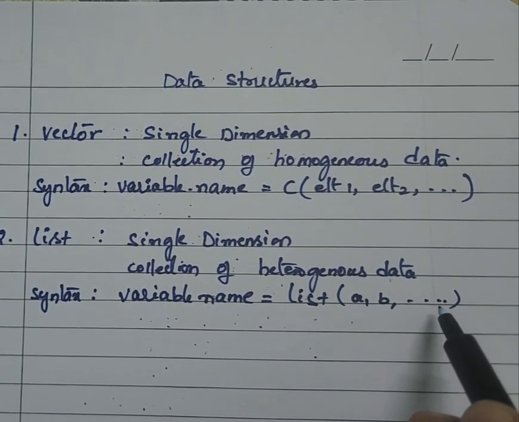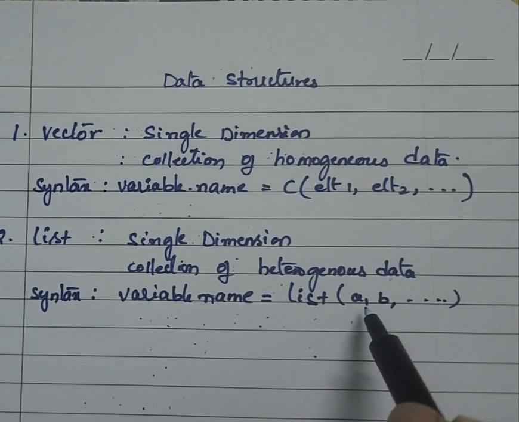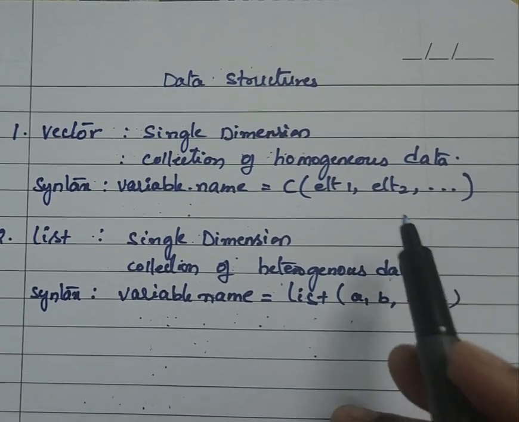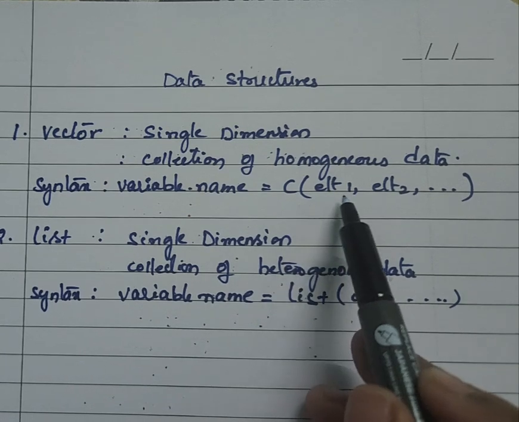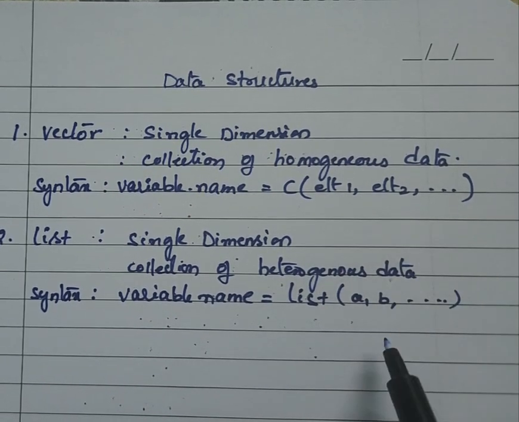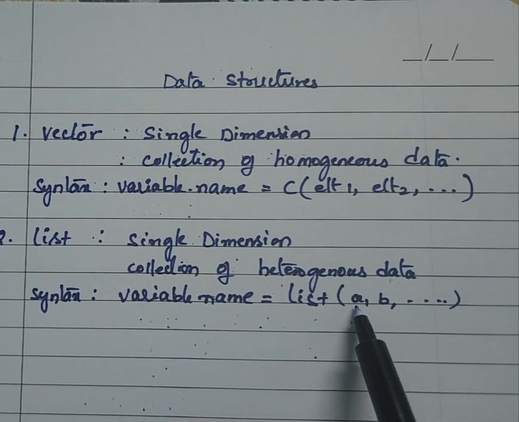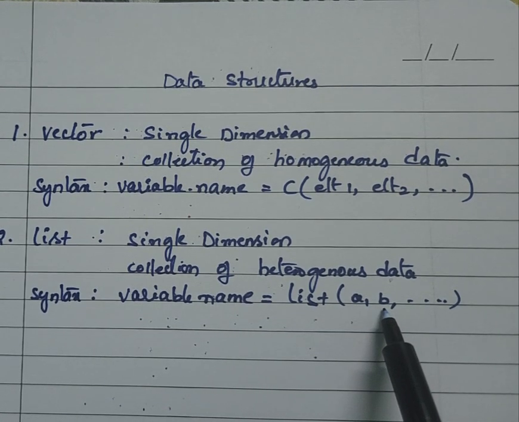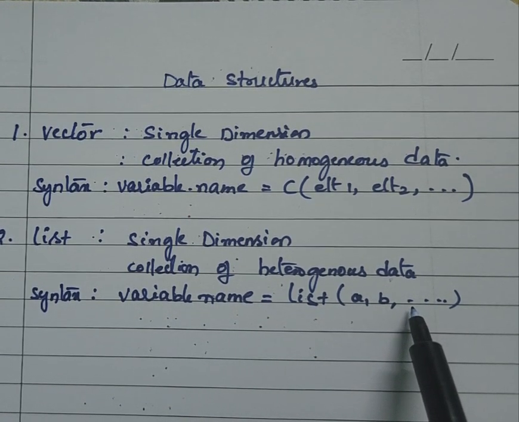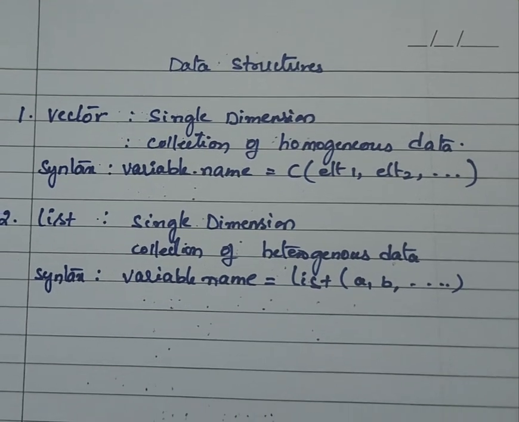Here this data is heterogeneous, that means we can use different types of data, whereas in a vector we will use the same type of data. Here we can use different types of data, that means one is numeric, another one is an integer, another one is a complex number, like that.